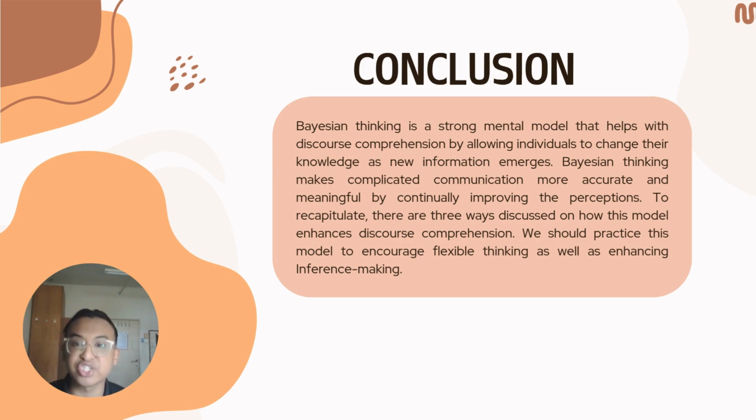Alright, to conclude, Bayesian thinking is a strong mental model because it helps discourse comprehension by allowing individuals to change their knowledge when new information emerges. So let's recap. We have three ways. First, it updates real-time belief. Second, it manages ambiguity and shifting meanings. And lastly, it helps interpreting conflicting information. Hence, I urge everyone that we should practice this model because it can encourage flexible thinking as well as enhance inference making.